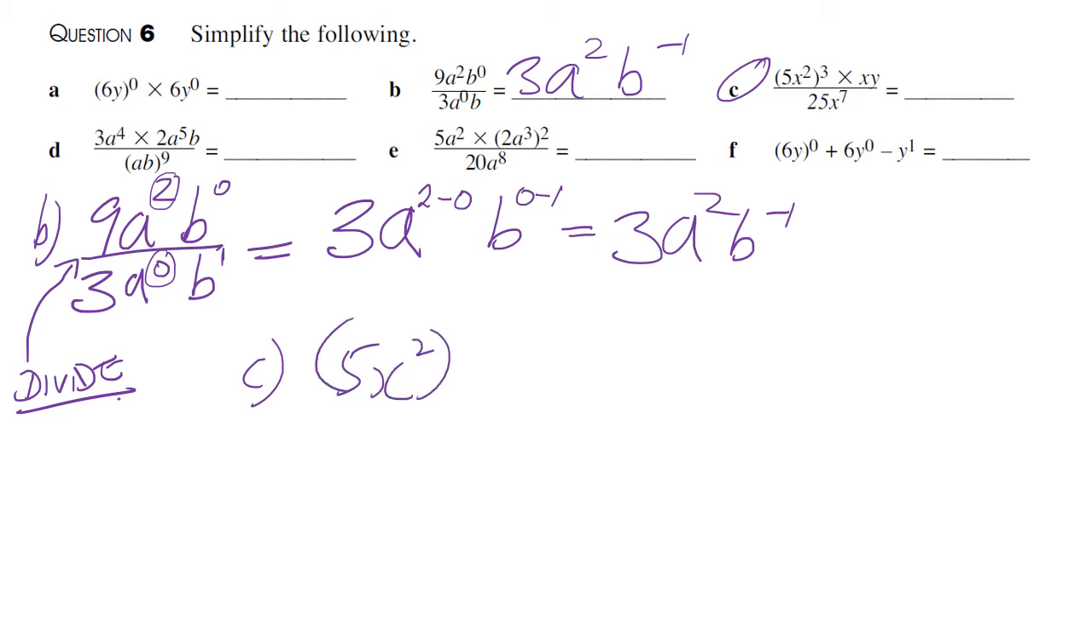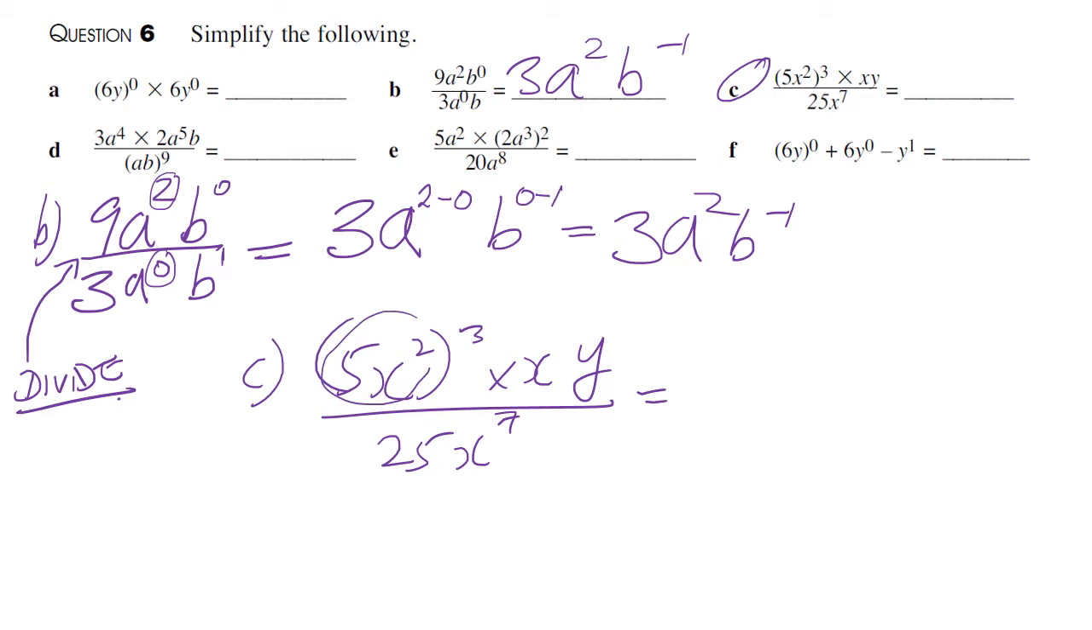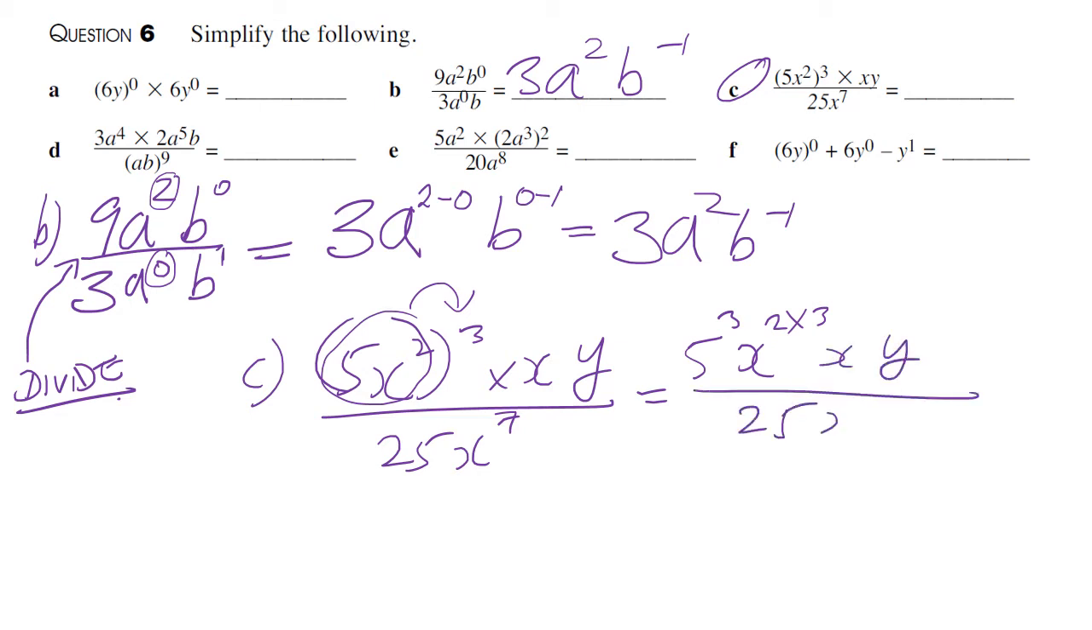5x to the power of 2 and then cubed, times xy, over 25x to the power of 7. Alright, so let's sort out what's on the top first. I've got this stuff and then raised to the power of 3. What would you do? Well, it will be everything inside raised to the power of 3, right? So it will be 5 raised to the power of 3 and then x to the power of 2 raised to the power of 3, which will just be x to the power of 2 times 3. Then I multiply that with x and y. The bottom will stay the same.